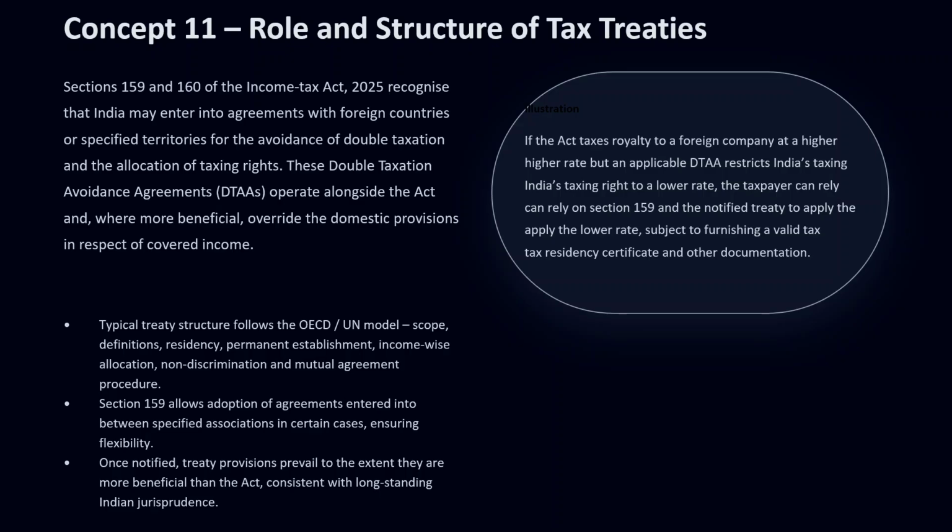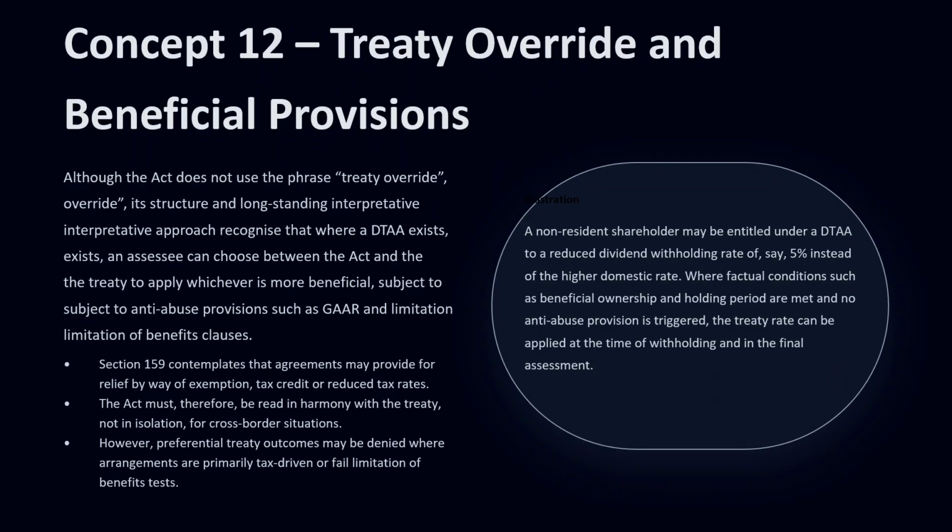If we see a small example here, if the Act taxes royalty at a particular rate, but a notified DTAA prescribes a lower rate, then the taxpayer can invoke Section 159 read with the treaty to avail the lower rate, which is subject to certain conditions. For example, furnishing of the TRC, or the tax residency certificate, and also satisfying beneficial ownership requirements, etc. So this is the concept of tax treaties in a summarized manner.